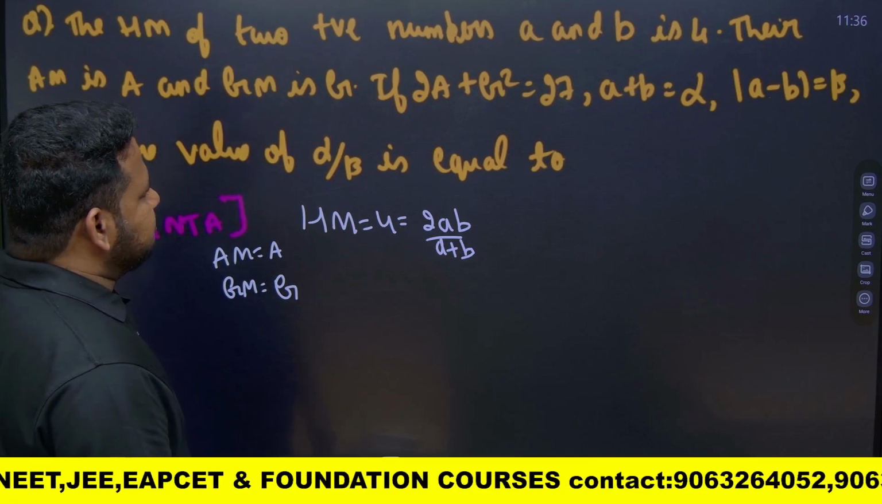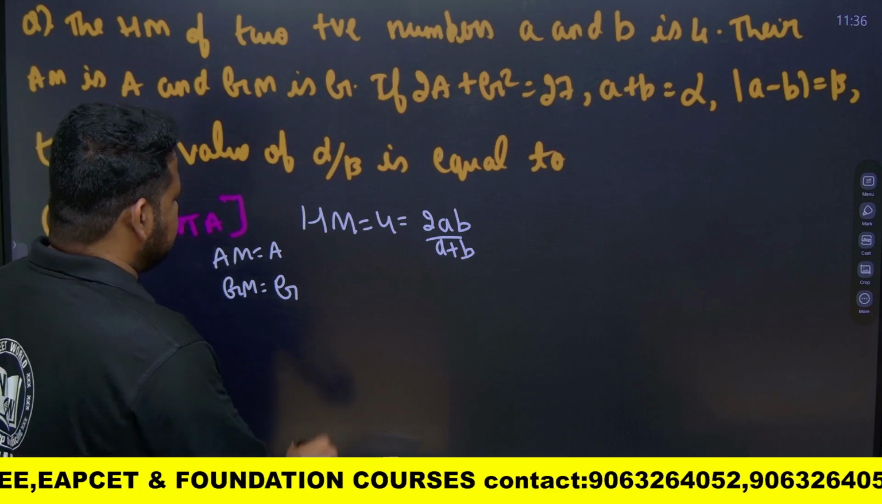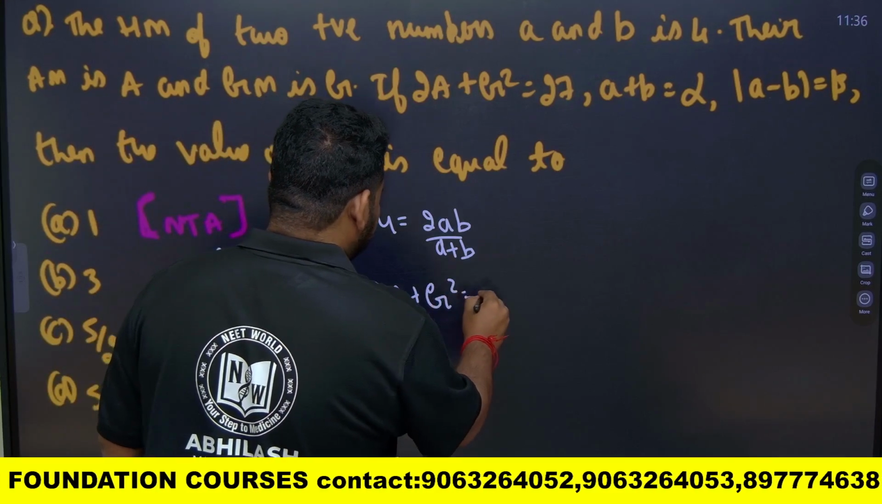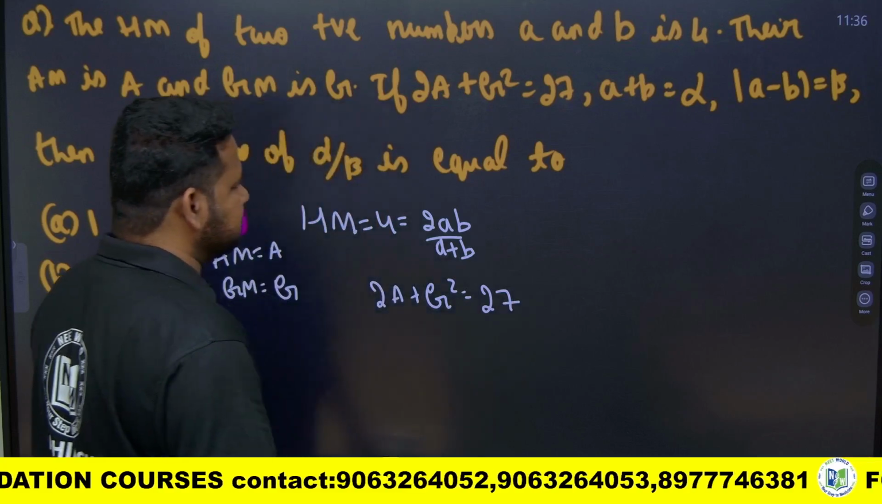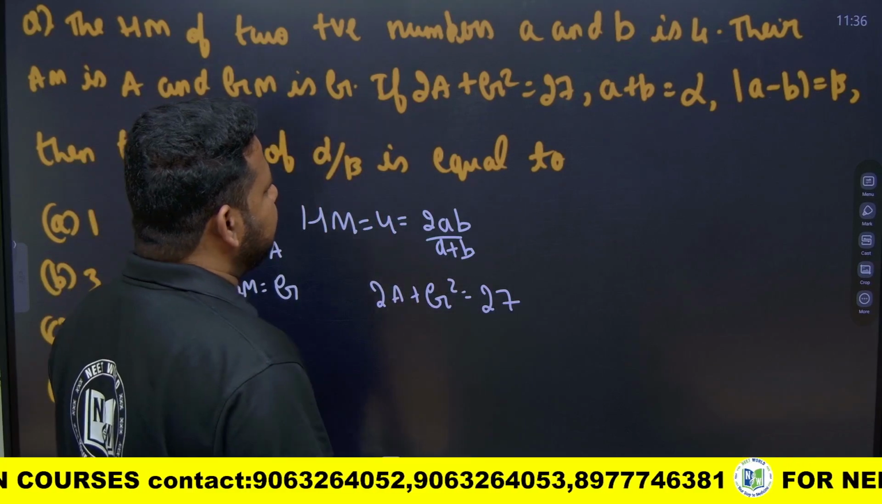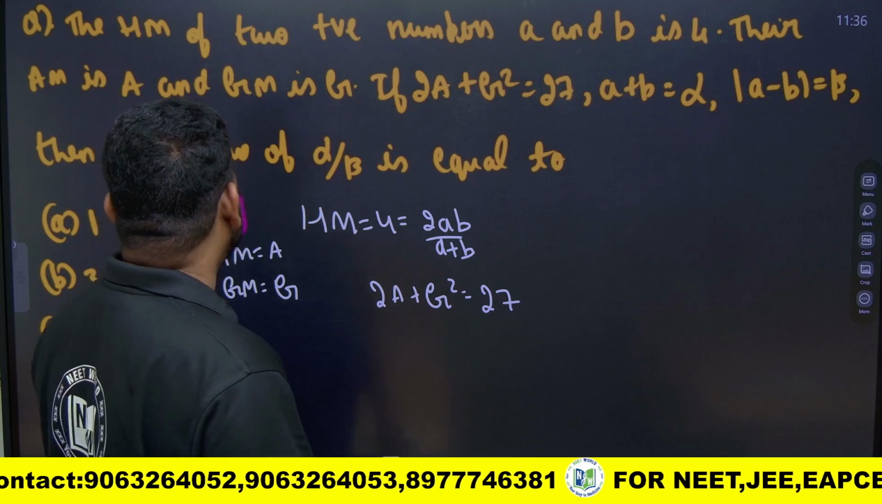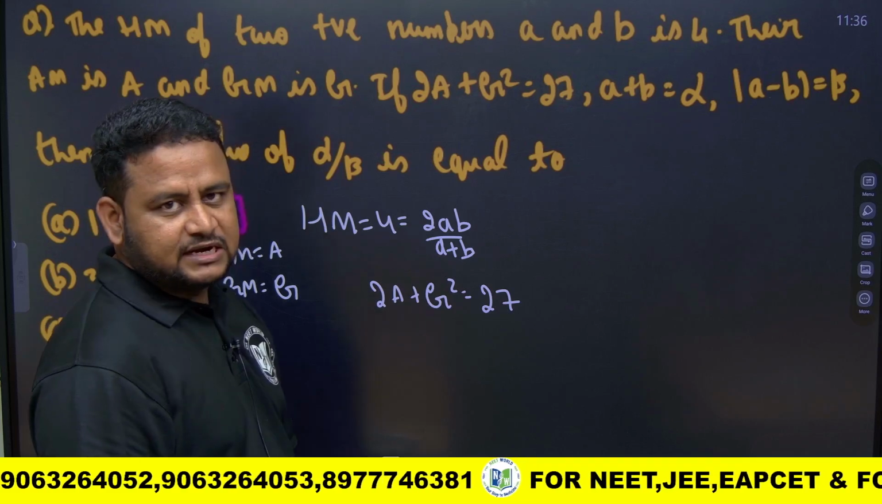If 2A plus G square is equal to 27, and alpha is A plus B, and beta is A minus B, then they are asking the value of alpha by beta.